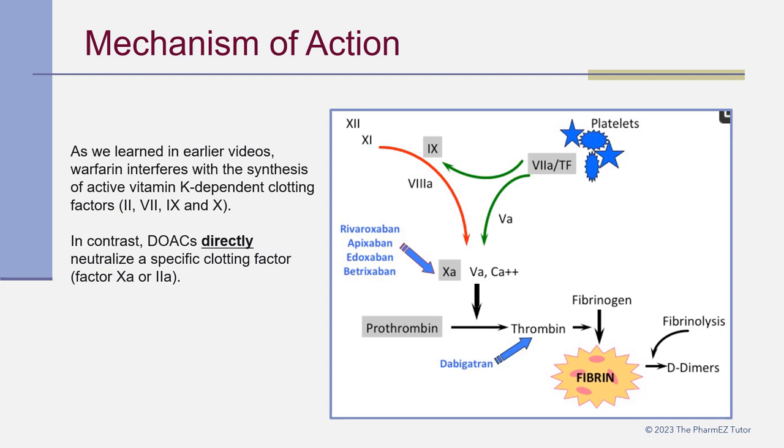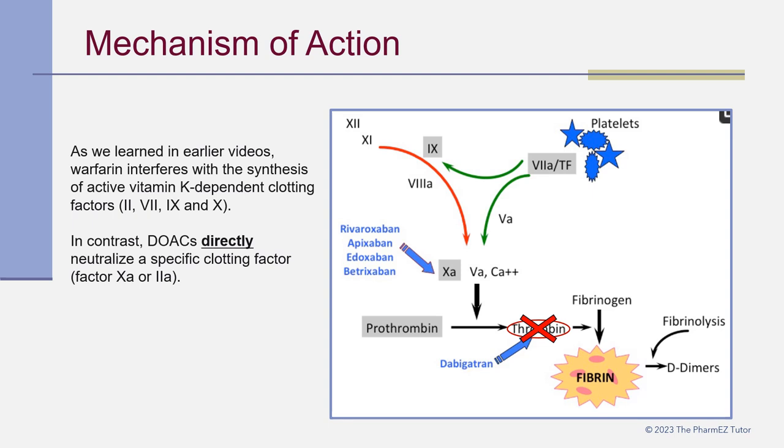Thrombin is a cofactor that enables the conversion of fibrinogen into fibrin, which is the final step to thrombus formation in the coagulation cascade. When the activity of thrombin is inhibited, such as with dabigatran, the development of a thrombus is prevented.